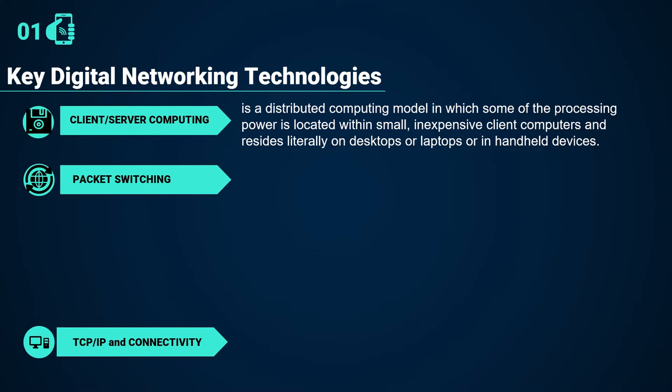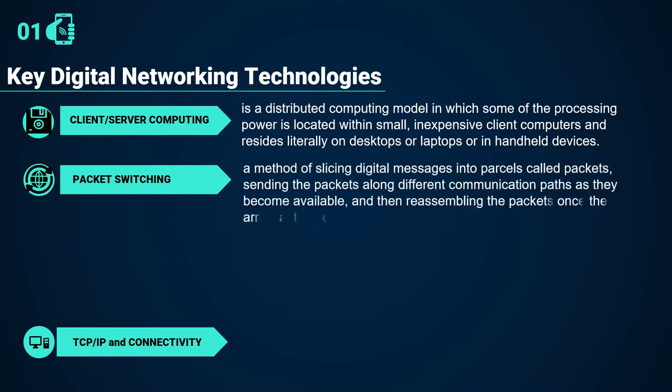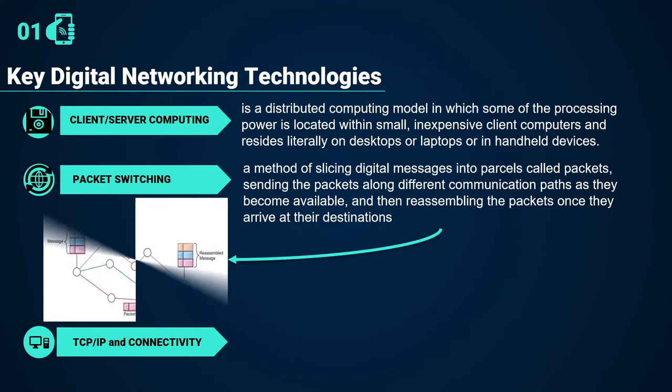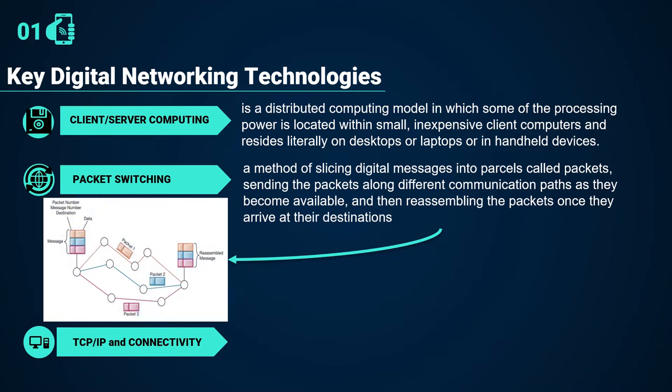It also makes it possible for personal computing devices such as PCs, laptops, and mobile phones to be connected to a network, such as the internet. The internet is the largest implementation of client-server computing. Packet switching is a method of slicing digital messages into parcels called packets, sending the packets along different communication paths as they become available, and then reassembling the packets once they arrive at their destinations.